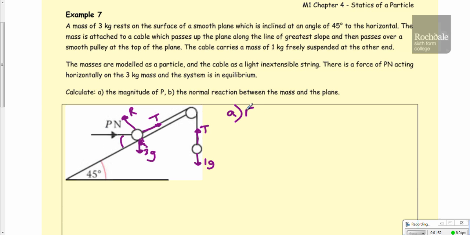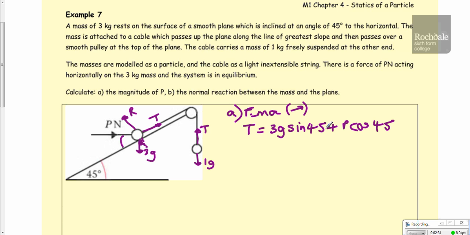So if we were to do F equals ma up the plane, then we'd have T that acts up, and then down the plane we'd have 3g sine 45, because you're turning away from the 45-degree angle, and then you've got P cos 45. And those forces must balance because this object is in equilibrium. So any forces up the plane would be equal to any forces acting down the plane.